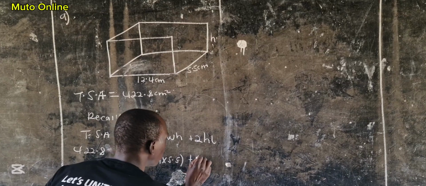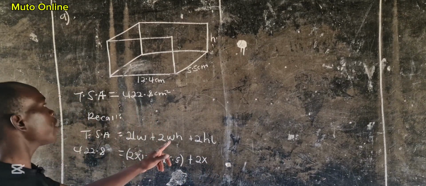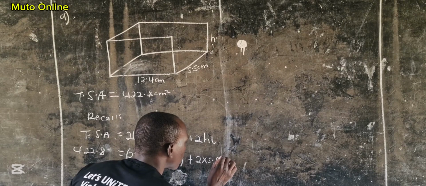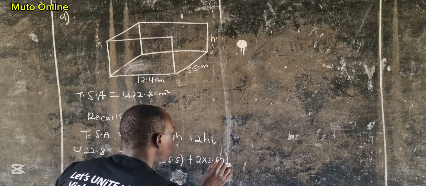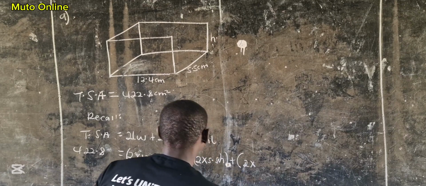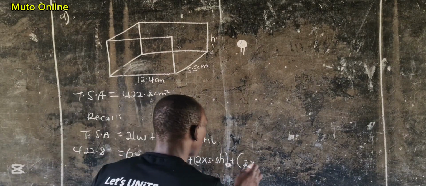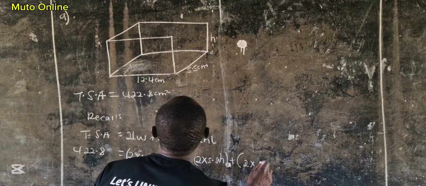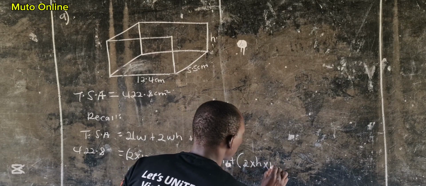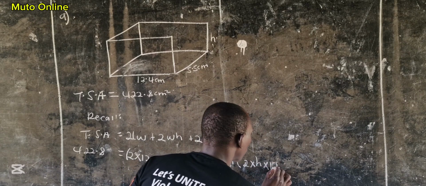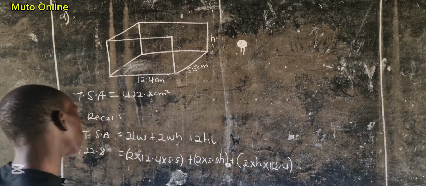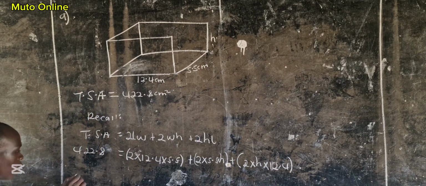Plus 2 times width. Our width is 5.5, times height, like that. Then finally plus 2 times height. Our height, we don't have it, times length, which is 12.4. Now from there, we are going to simplify.